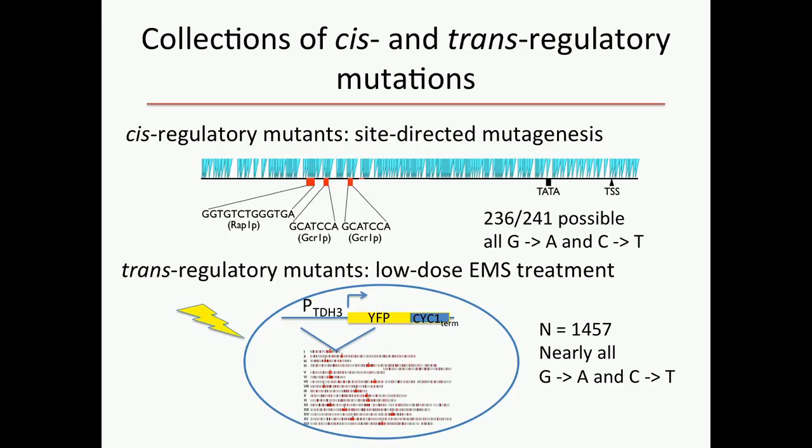Okay, Gs to As and Cs to Ts are obviously a subset of the possible point mutation types. However, they are the most common type of spontaneous mutation in yeast and also the most abundant polymorphism. So if you have to pick a subset, it's a pretty good subset to pick.